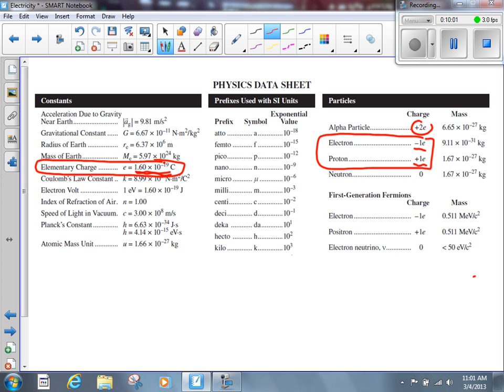It's 2 times the elementary charge. So the charge of an alpha particle would be 3.2 times 10 to the minus 19.